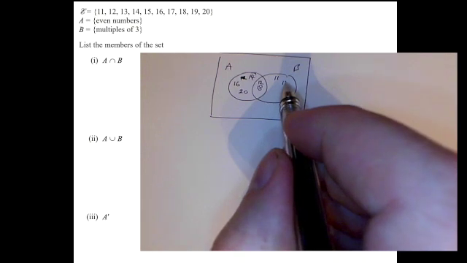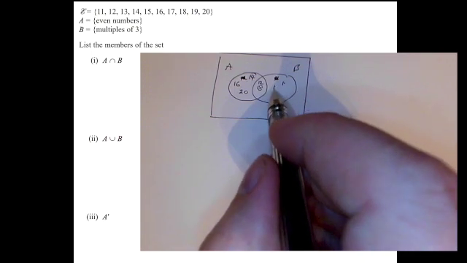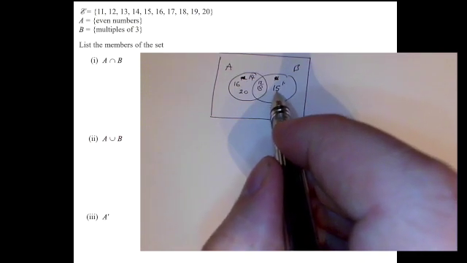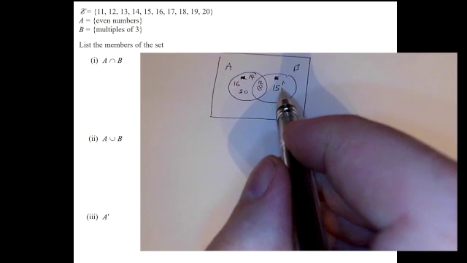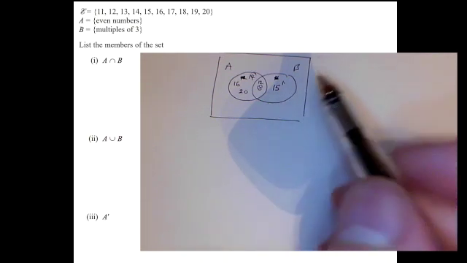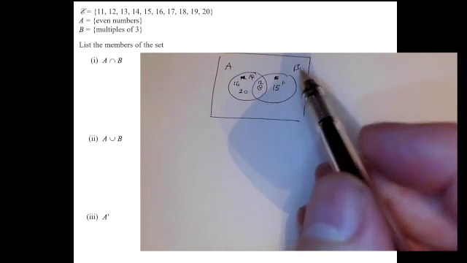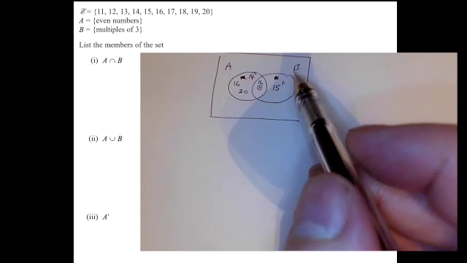I've put 11 there, that's clearly wrong, so 11 needs to go on the outside, so I'll just cross it out now. Okay. And 15 is the only odd number that's a multiple of 3, so it definitely goes into B. And so every other number I haven't listed has to go on the outside of these two circles. So that's going to be 11, 13, 17, and 19.